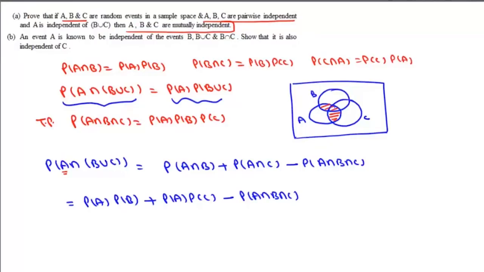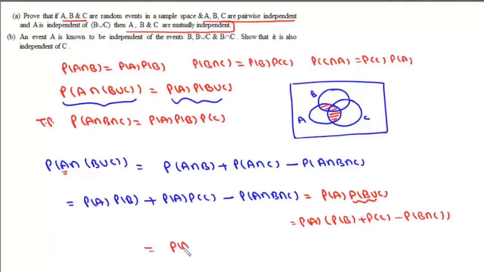So it is equal to P(A) into P(B ∪ C), and B ∪ C is P(B) plus P(C) minus P(B ∩ C). So we can write this as P(A) into P(B) plus P(C) minus P(B ∩ C), which is equal to P(A)P(B) plus P(A)P(C) minus P(A), and since B and C are also independent, this will be P(B) into P(C). Now P(A)P(B) will cancel and P(A)P(C) will also cancel.